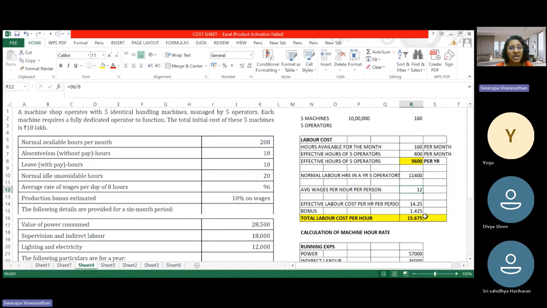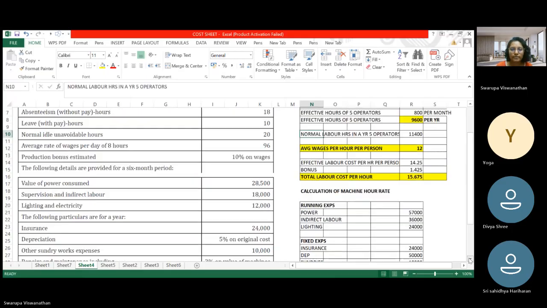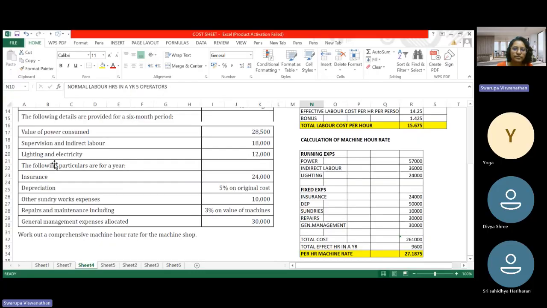So this is the main computation that will come, and we will miss out. We directly take 96 by 8, and take that as the average wages per hour. We will take this in our calculation of the machine hour rate for the machine shop, and the answer will be wrong. We will take 12 rupees and then 10% of 12 rupees, 1.2. So we'll take 12 plus 1.2 as the total labor cost, which is wrong. Now, next part.